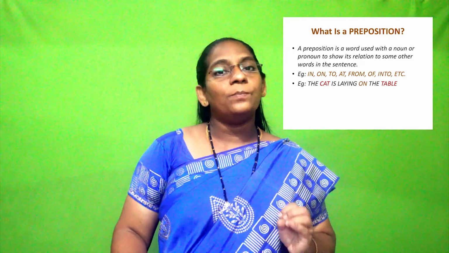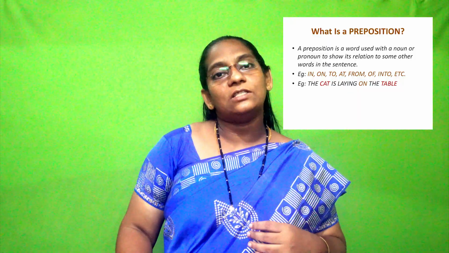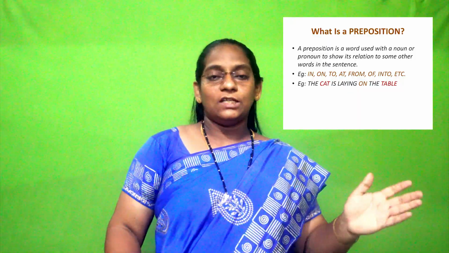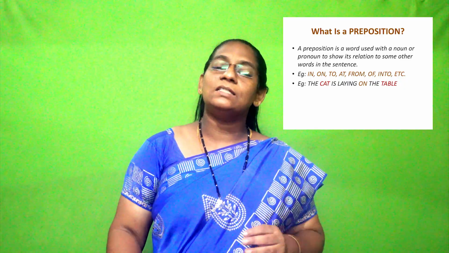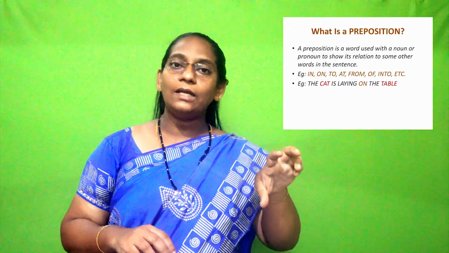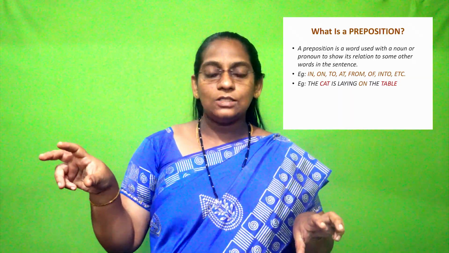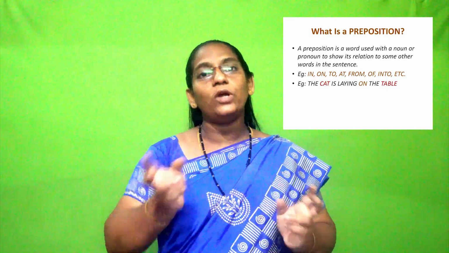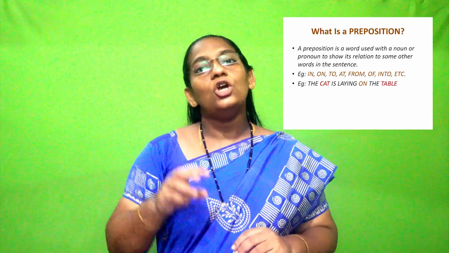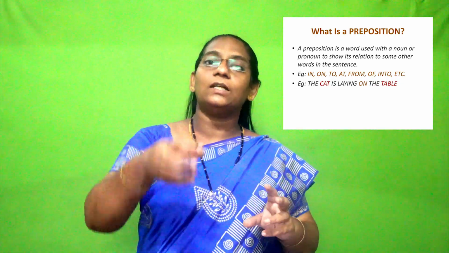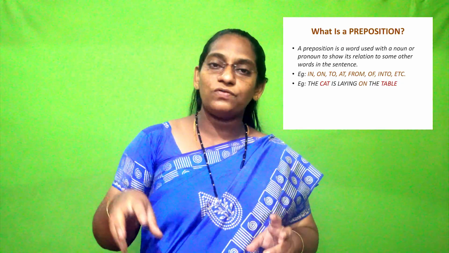Examples are on, at, into. These are all examples of prepositions. So we'll see one sentence: "The cat is lying on the table." So here, cat, table. Understood? So the preposition "on" is showing a relationship. Understood? So it helps in saying the time and position of certain things.